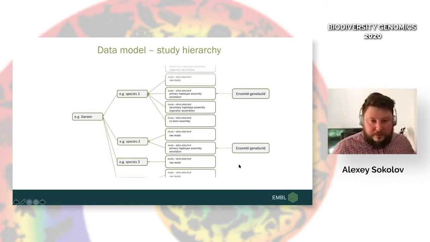So this is our data model. In the study hierarchy, we have one umbrella study, DToL Live, and then we have secondary umbrella studies for each species in particular, and for every species we'll have data attached studies with raw reads, with the sample sequences that will be used by Ensembl, and Ensembl will submit back files with annotation.